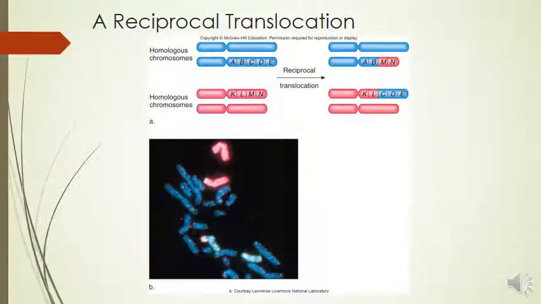In this slide of a reciprocal translocation, the two non-homologous chromosomes exchange parts. In A, genes C, D, and E on the blue chromosome exchange positions with genes M and N on the red chromosome. In B, a reciprocal translocation has been highlighted using FISH. The pink chromosome with the dab of blue and the blue chromosome with a small section of pink are the translocated chromosomes.